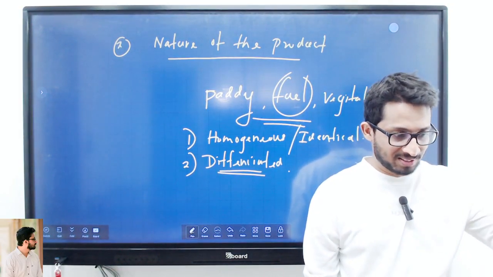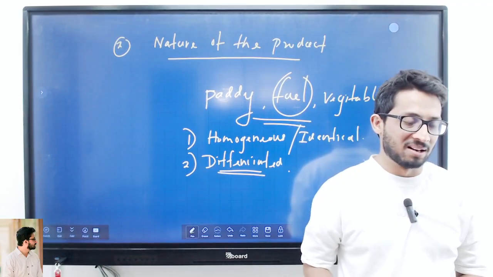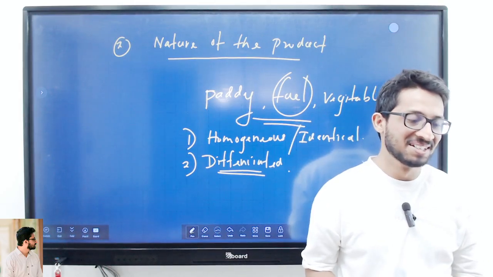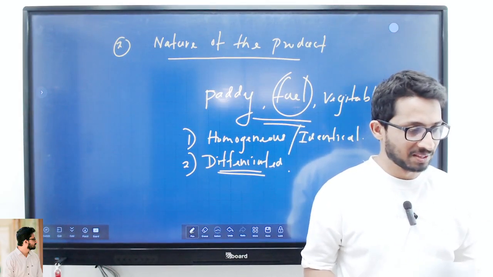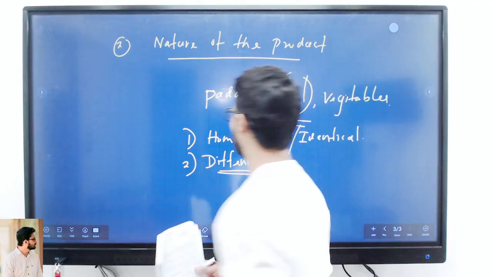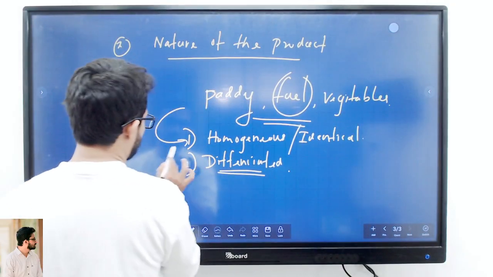Okay, the level of chemicals added to the ingredients, they are different. These are called differentiated products. So remember, a product can be homogeneous or differentiated.